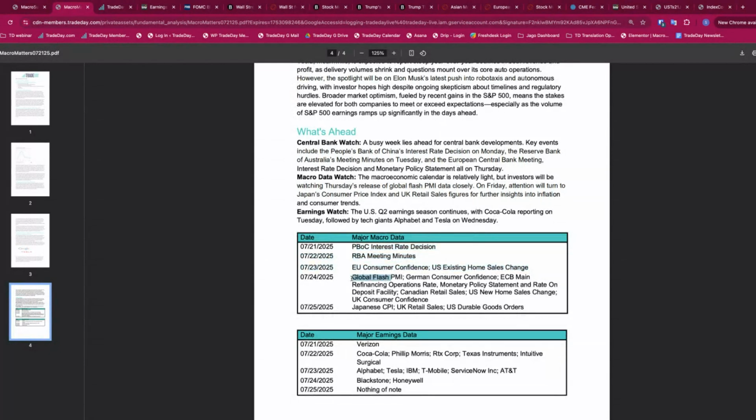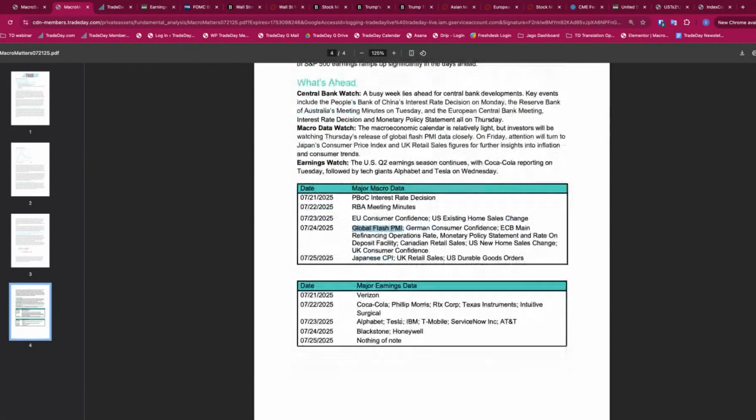Then it's not even US data as such, we get global flash PMI data coming through on Thursday alongside the ECB, as I mentioned, and then nothing really significant apart from durable goods to finish off the week on Friday. So it is very, very light. Global flash PMI data is the main focus of the week for the global economy and for the US.